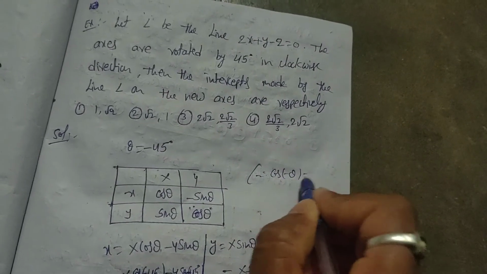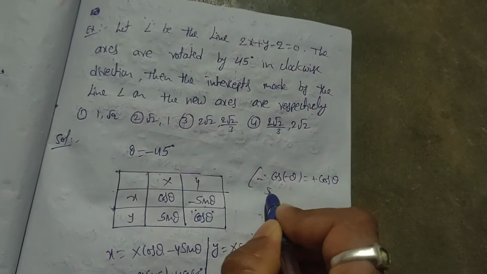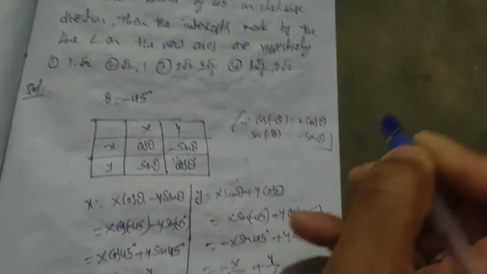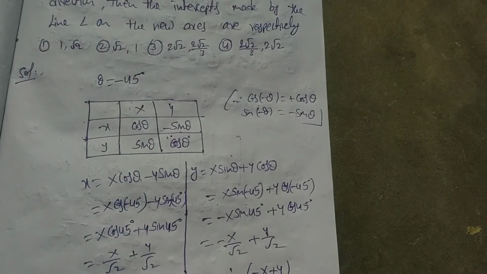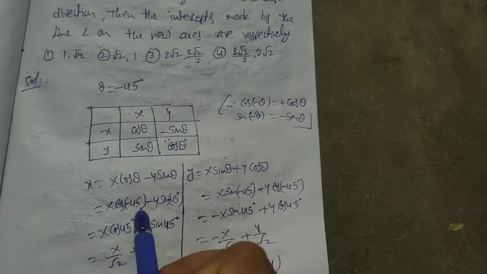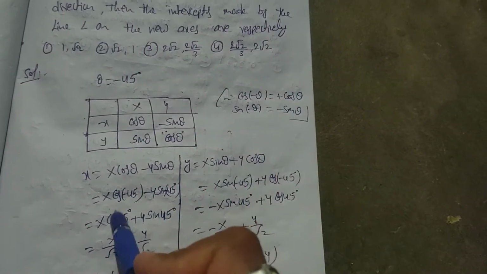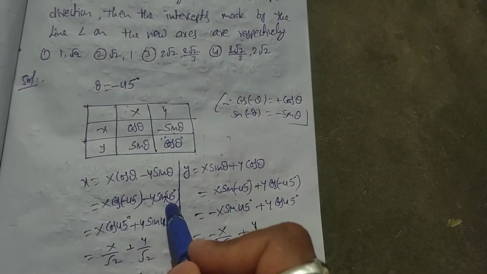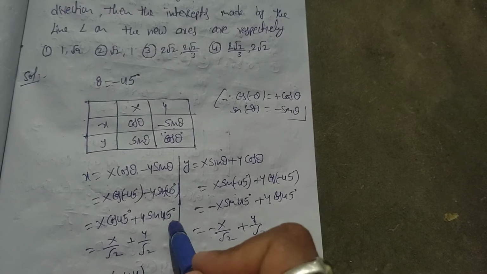Cos of minus theta is equal to plus cos theta. Sin of minus theta is equal to minus sin theta. After trigonometry, we can understand these two formulas, so remember these two formulas here. So cos of minus theta, here theta is 45 degrees, means cos theta only. So we get x cos 45 degrees. Here sin of minus theta means minus sin theta, so minus into minus is plus. So y into sin 45 degrees.